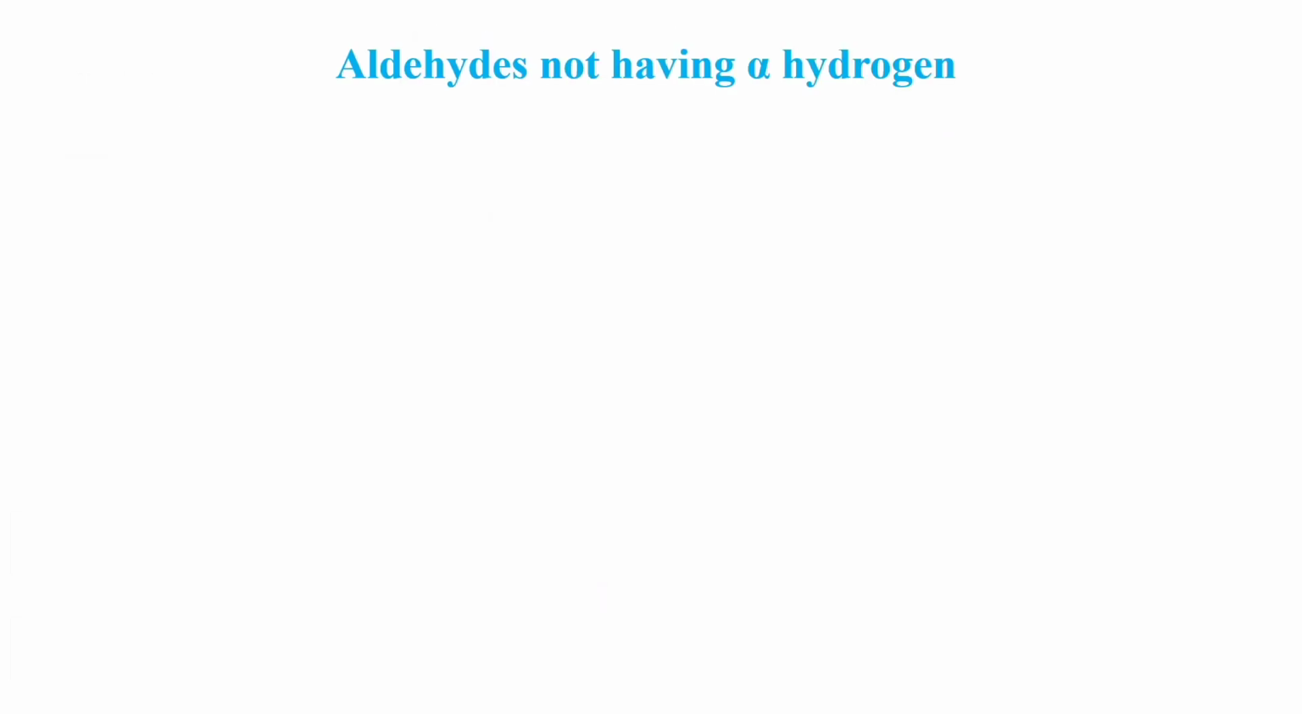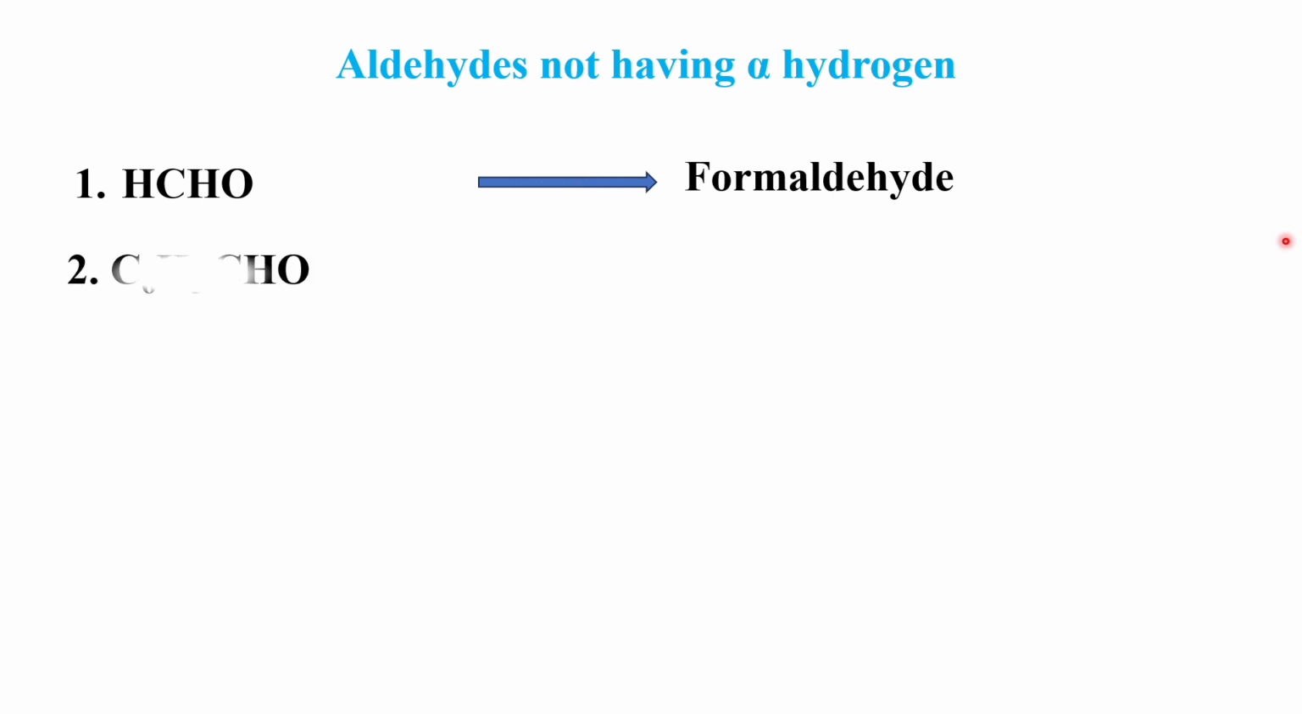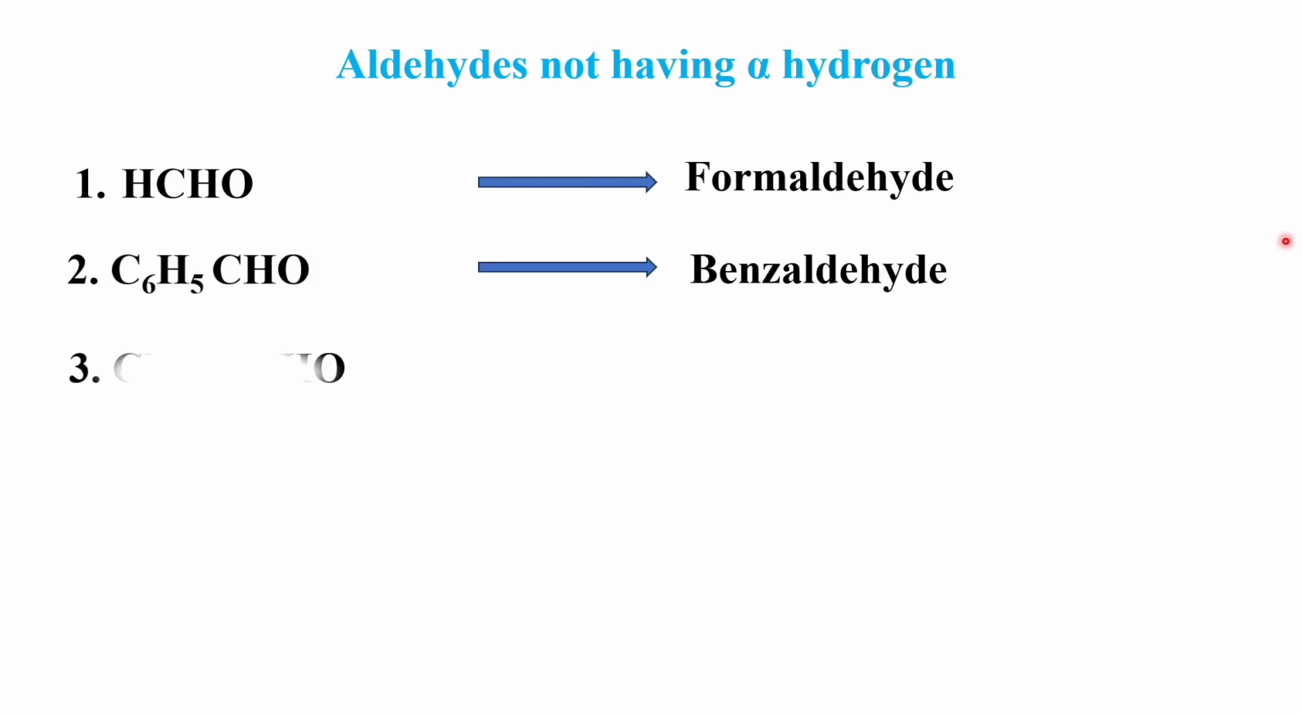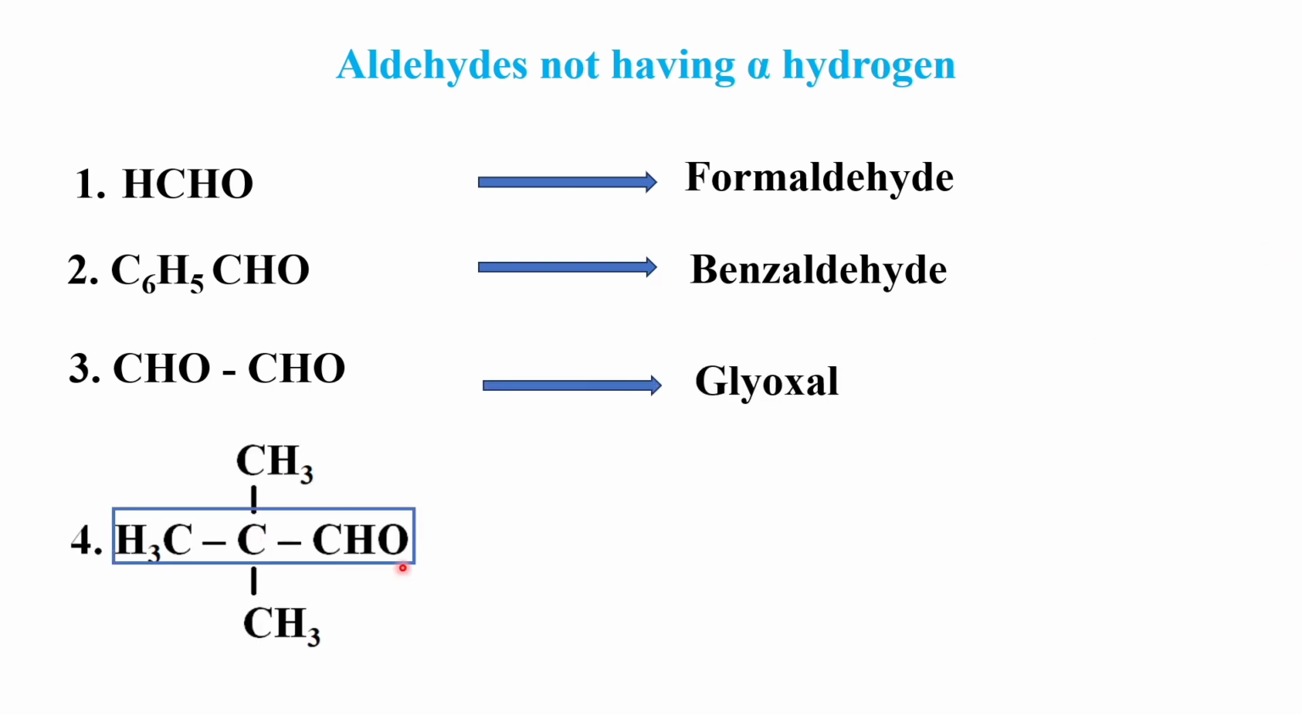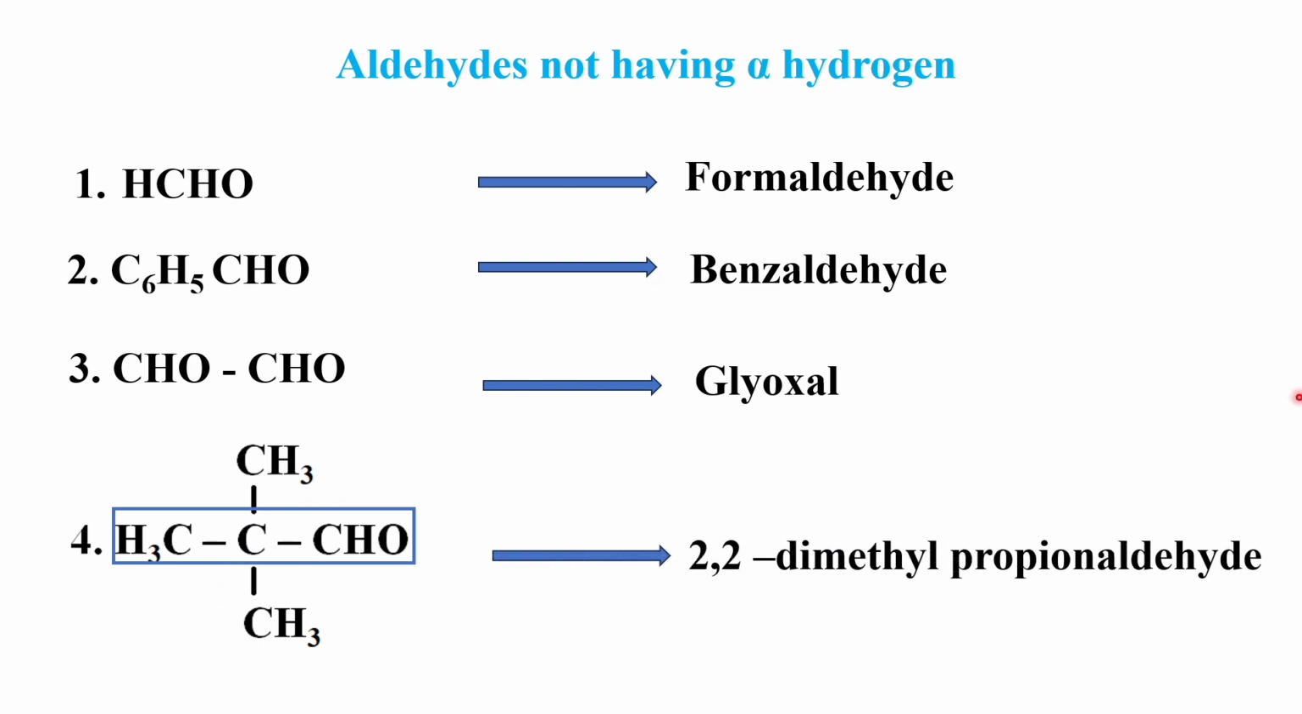Now we are going to see examples of aldehydes that do not have an alpha hydrogen atom. The examples are formaldehyde, benzaldehyde, another one is glyoxal. Then one more: this has 3 carbons, that is propionaldehyde, and the second carbon has 2 methyl groups, that's why it is called 2,2-dimethyl propionaldehyde. So these are the simplest examples of aldehydes that do not have an alpha hydrogen atom. Now we are going to see the reaction.